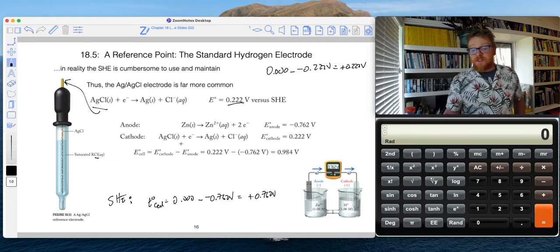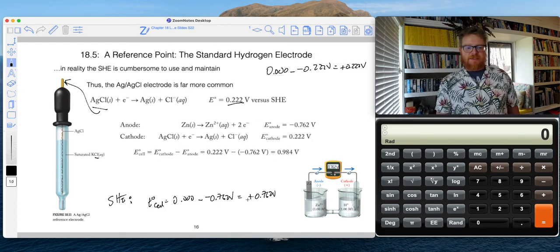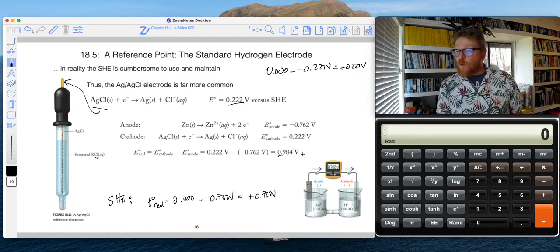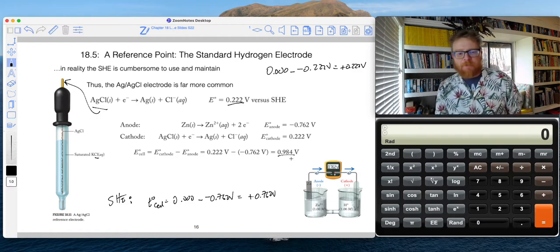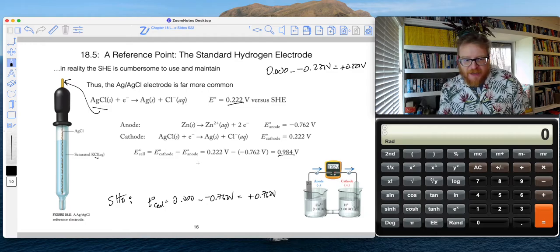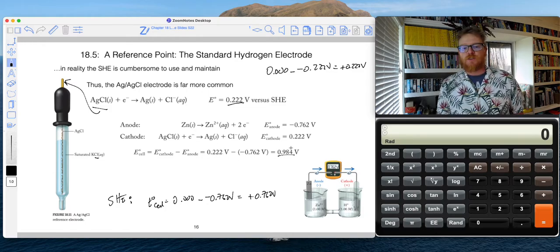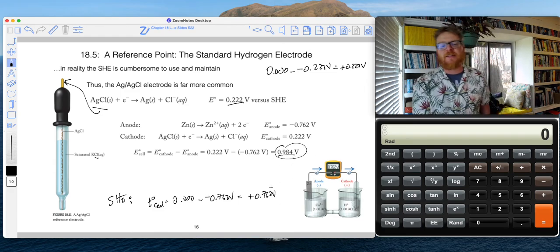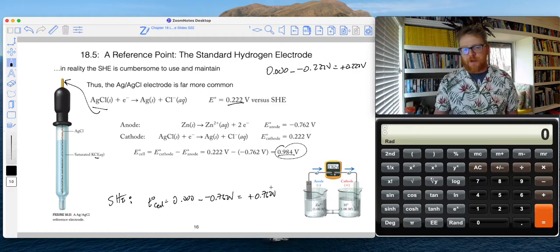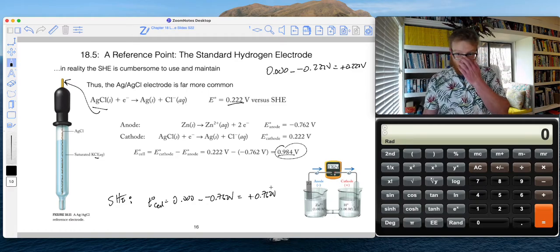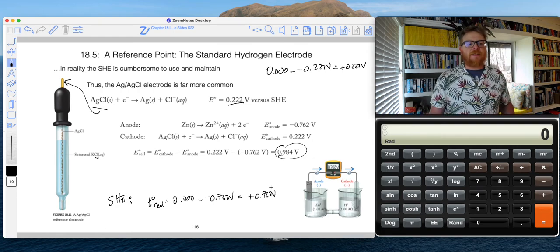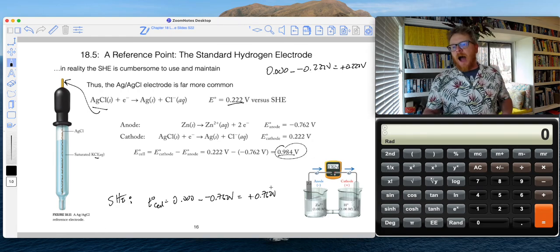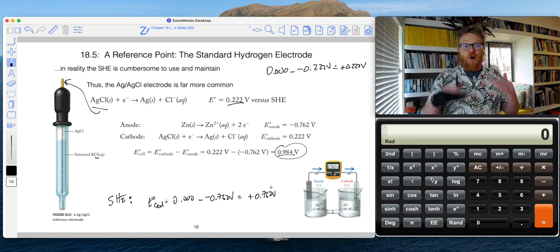However, if we did this with the silver chloride electrode, instead of getting 0.762 volts, we would have got 0.984 volts. All the same, we knew already that the silver chloride gave us 0.222 volts. So we would have measured 0.984 volts, and then we could back calculate that the zinc anode had to have been 0.762 volts, okay? So again, these are the two main electrodes that we use as our reference point.